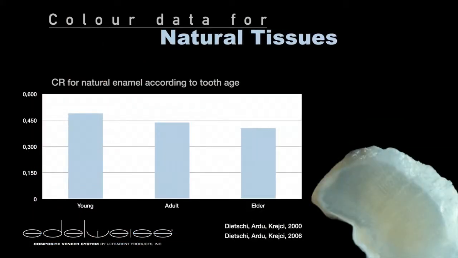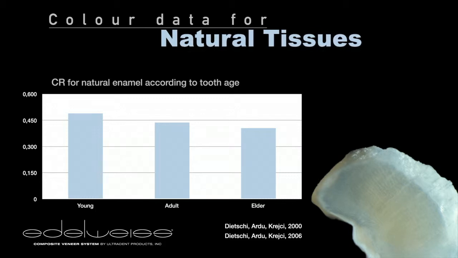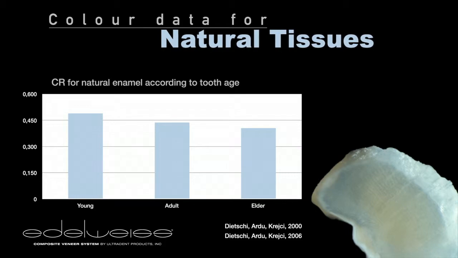And from that we know that enamel, doesn't matter if it's a young patient, adult or elder patient, is very similar. Of course, with young patients it's a little bit more milky, then it turns more translucent, and even when we get elder it gets more translucent. So because of that fact, we could focus on one universal shade, which in this case we call A0.